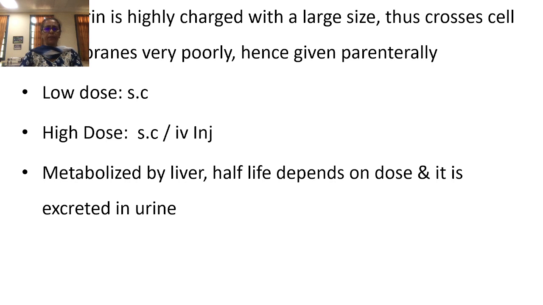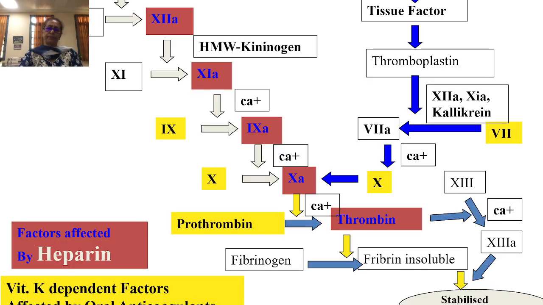Pharmacokinetics of heparin: since heparin is highly charged and has a large size, it cannot cross the cell membranes, or crosses very poorly, so it has to be given parenterally. When we need low dosages of heparin, we use the subcutaneous route. When we need high dosages, both subcutaneous as well as intravenous routes can be used. Heparin is metabolized in the liver, and the half-life of heparin depends upon how much dose has been used, and it is excreted in the urine.